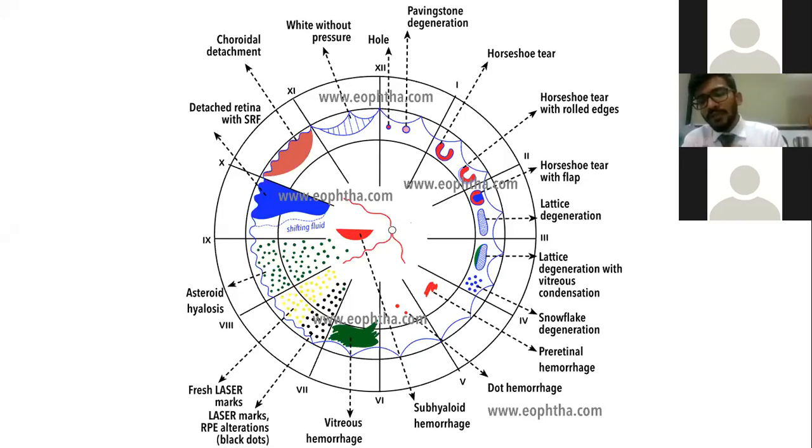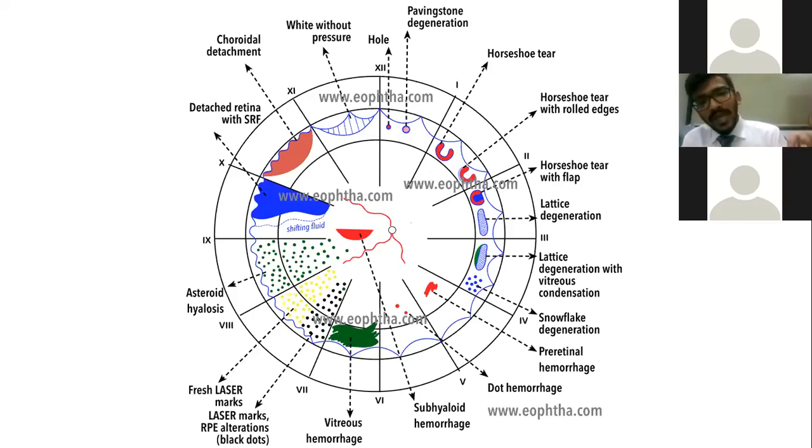So if you have a subtotal RD, or a temporal RD, you have to make sure of the superior clock hour the RD extends to, the inferior clock hour, and then see posteriorly whether it is involving the vessels, whether it extends till the optic disc, or whether it is extending beyond, as in a subtotal RD. So that demarcation you have to know, the RD configuration.